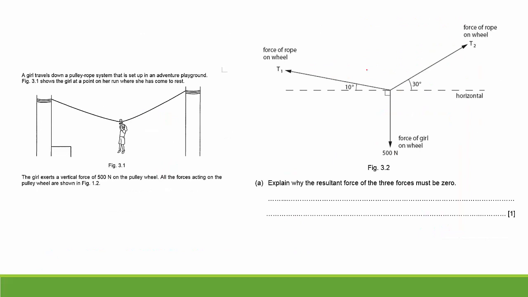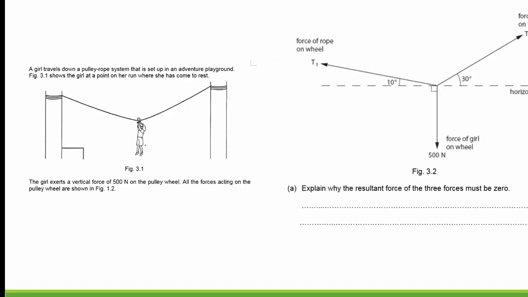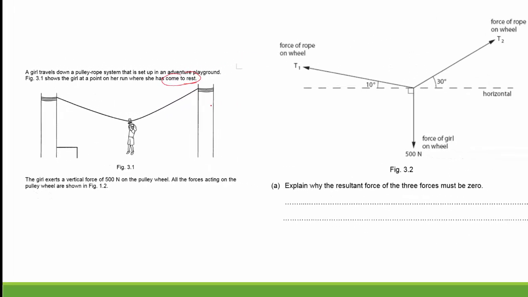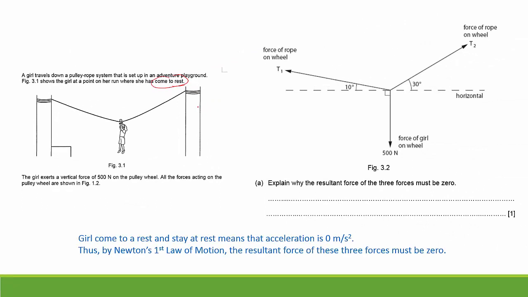It's a very similar question. So in this case, they help you by explaining why the resultant force of the three forces must be 0. Again, the key to solving is that it comes to a rest. Okay, velocity comes to a rest. So the explanation is the girl comes to rest and stays at rest, which means that the acceleration of the girl is 0, and thus by Newton's first law of motion, the resultant force of these three forces must be 0.